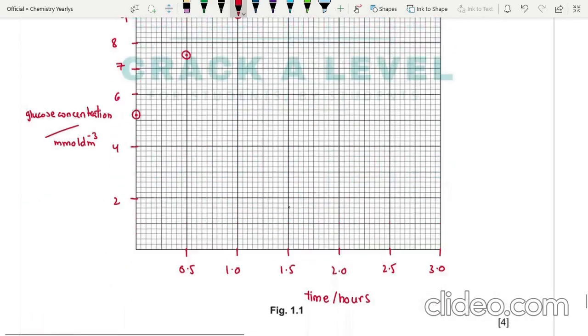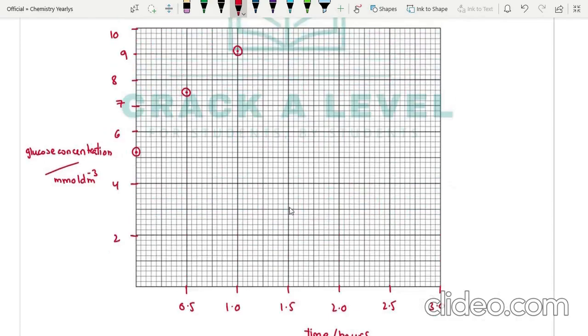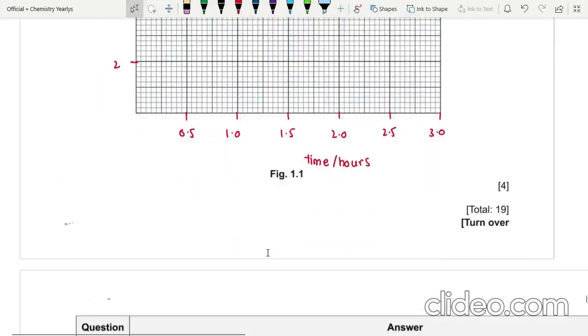Then 2 and 8.4. So 8 is about here, and 2 boxes above 8 is 2. So this is the point. And then we have 3 and 7.9. So 7.9 will be about this point. Let's join them with straight lines: this point, then this point, then this point and this point. Okay, this will be the graph.